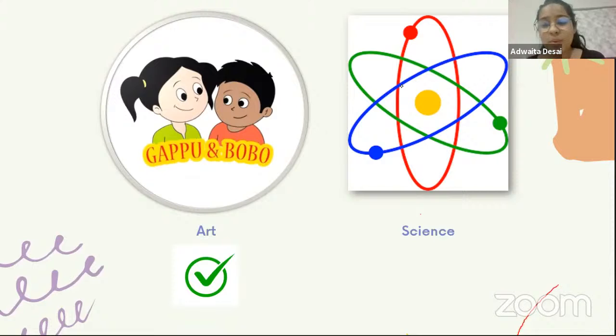They are called Gappu and Bobo. And what are their superpowers? Can somebody tell me? I'm going to ask Pranjal to give me 4 superpowers. Yes, come on, Pranjal. First, curiosity, thinking, exploration, and wisdom. Amazing, amazing. Curiosity, thinking, exploration, and wisdom.